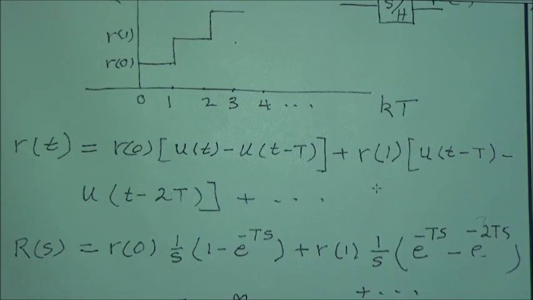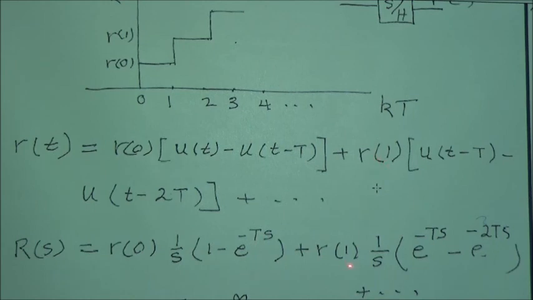So now if you take the Laplace transform of this chain of quantities on the right side, on the left side you see R of s. On the right side you see R0 1 over s, which is this. Because of this time delay, you get e to the minus Ts. So you have 1 over s e to the minus Ts. So this is what you get.